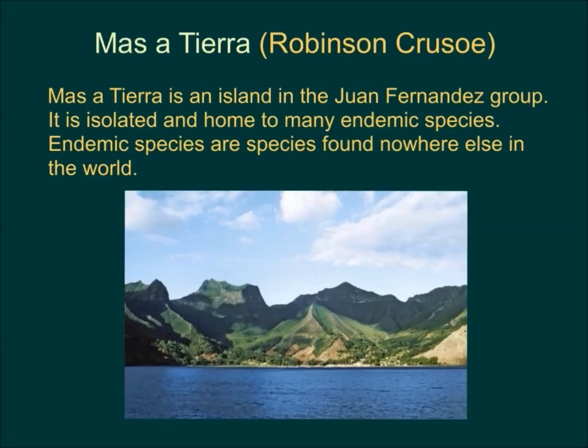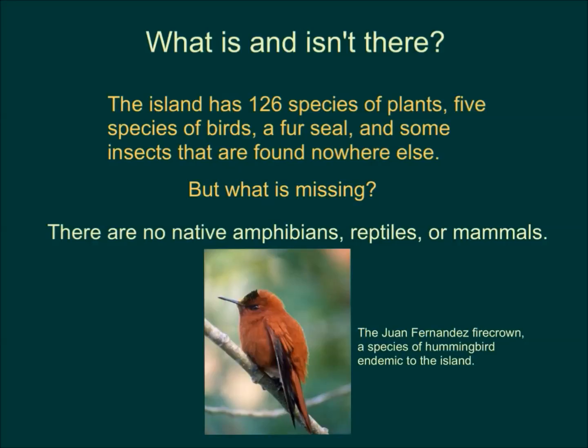To begin, let's talk a little bit about Mas a Tierra, or Robinson Crusoe Island. Mas a Tierra is an island in the Juan Fernandez group. It is isolated and home to many endemic species. Endemic species are species found nowhere else in the world but that one place. So Mas a Tierra has species found there that are not found anywhere else. So let's discuss what is and isn't there.